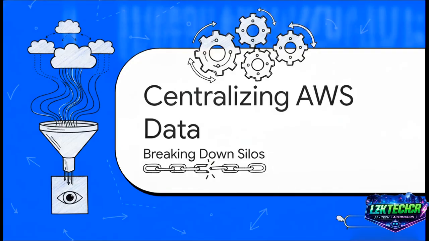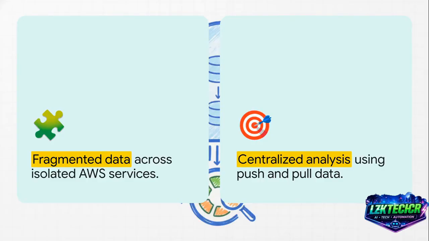Starting off with our first pillar, centralizing your AWS data. This is all about breaking down those silos for actual operational efficiency. Right now, you'll likely have fragmented data spread across isolated AWS services, which is honestly a logistical nightmare. The add-on flips this to centralized analysis by using both push and pull data collection methods. Essentially, it seamlessly moves data across your architecture. Whether your systems are actively pushing data out, or Splunk needs to reach in and pull it via AWS APIs, the result is exactly the same. The chaos of isolated services is completely streamlined into one incredibly powerful analytical engine.